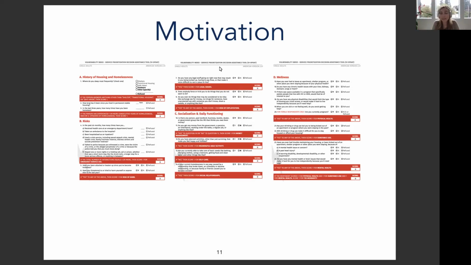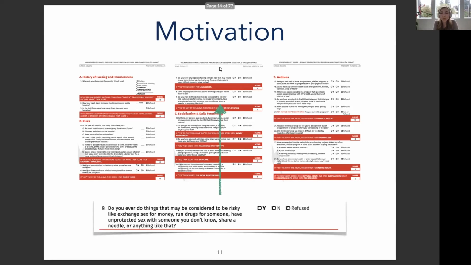Let's dive a little deeper into the questions. Here I have a bird's eye view of the survey, and let me zoom into a couple of items. The first item asks, do you ever do things that may be considered risky, like exchange sex for money, run drugs for someone, have unprotected sex with someone you don't know, share a needle, or anything like that? A few observations. This is a current survey, and it's asking very personal questions. It's a little ambiguous the way things are asked. It says, or anything like that. What one person interprets as 'or anything like that' may be different from what someone else interprets. I may get this question from someone I haven't met before, on the street, in an environment where I'm perhaps not comfortable. These are things we're looking to change on the qualitative side.